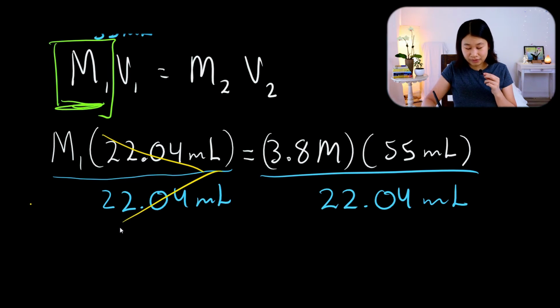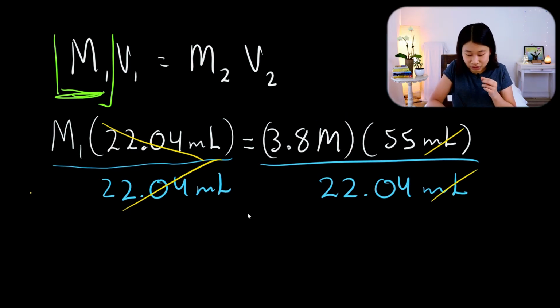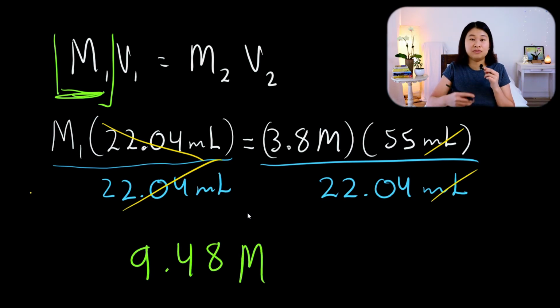Next, I know that if I have ml on the top over here and ml at the bottom, these also cancel out, which should leave me with a unit of molarity. The initial concentration should be 9.48, and that's going to be in a unit of molarity for your concentration. So make sure that when you're doing dilution and evaporation problems, you pay attention to what units you're given, so that when you do your math, the unit is going to be correct.